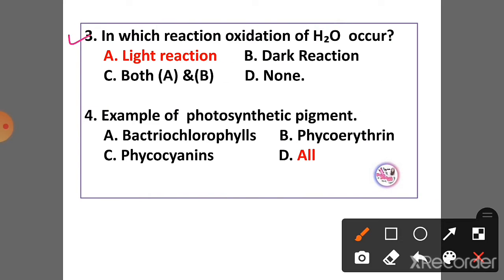Question 3. In which reaction does oxidation of H2O occur? Option A. Light reaction. Question 4. Example of photosynthetic pigment. Answer: Option D, all. Bacteriochlorophylls, phycoerythrin and phycocyanin are examples of photosynthetic pigment.